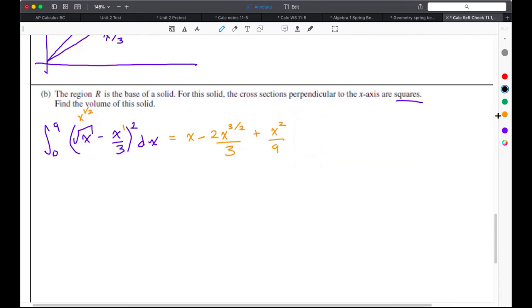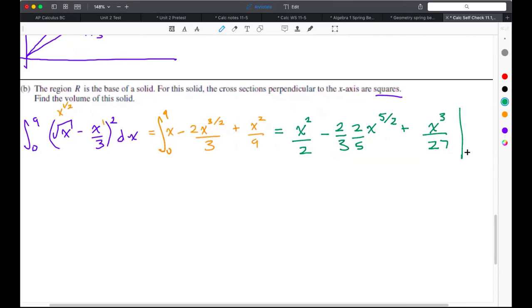Darn it. Okay, so I have to rewrite my integral. Integral from 0 to 9, and that is now equal to x squared over 2, minus, I still have my 2/3 out front, x to the power of 5/2 now times 2/5, plus x to the power of 3 over 27. Now that I've taken the integral, I can do evaluation bar from 0 to 9. Does that look good so far? Cool, thank you.